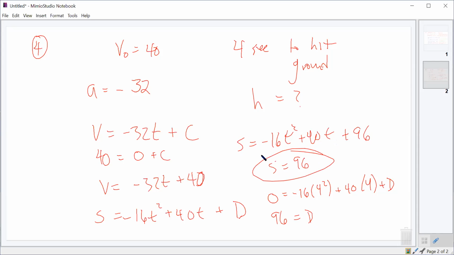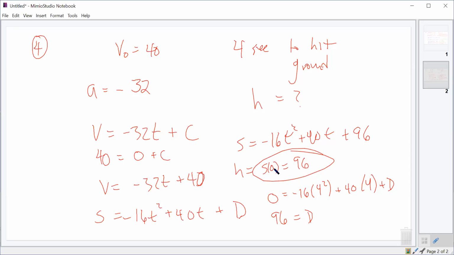Josh, you get there? Wait, so I see how we got d, but then the position at t equals 0 would be the height of the building, right? The height of the building is the position of the rock. Yeah, got it. Whatever it is at 0, so we plugged in 0 to get 96. Does that make sense? Yes.